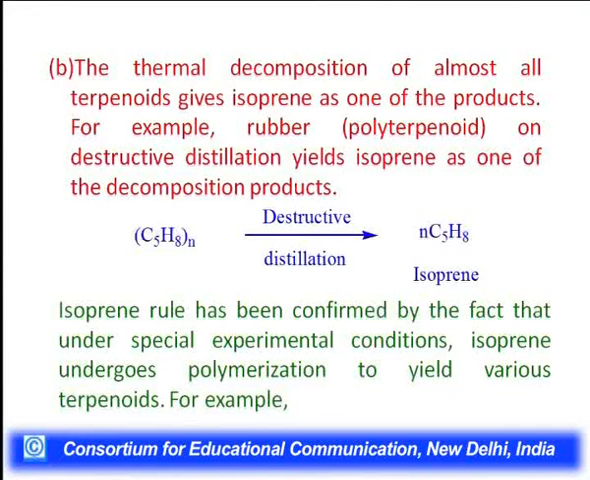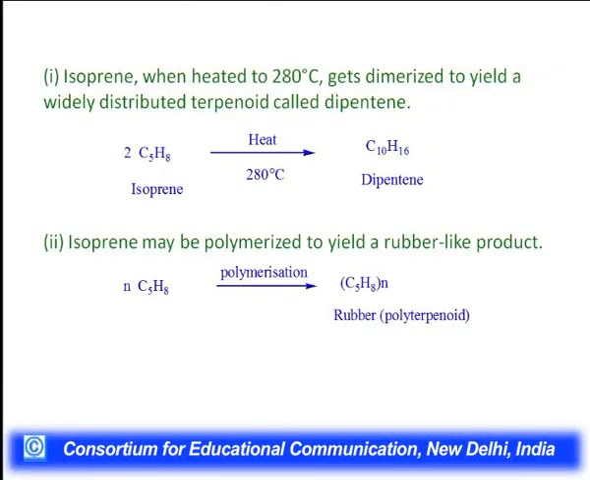For example, if we talk about rubber, which is a polyterpenoid, when destructive distillation is carried out on the rubber, it yields isoprene as one of the decomposition products. So this rubber, after decomposition into the monomeric state, will finally give us the isoprene. This isoprene rule has also been confirmed by the fact that under special experimental conditions, isoprene undergoes polymerization to yield various terpenoids. For example, isoprene, when heated to 280 degrees centigrade, gets dimerized to yield a widely distributed terpenoid called dipentene.